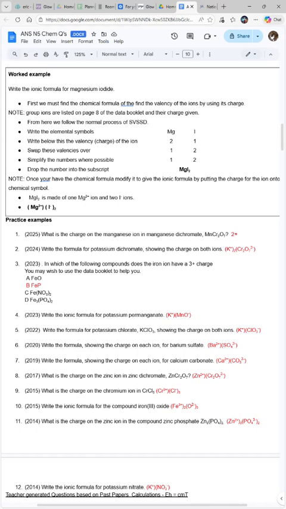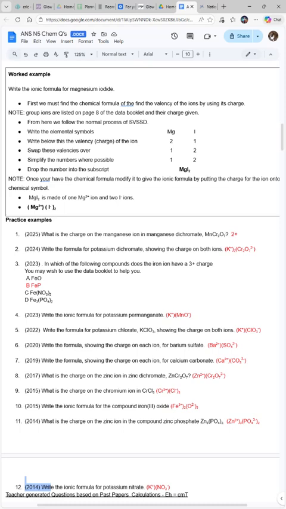It's just practice. When it says ionic formulae, which is what most of these are about, that's what we do. Obviously, occasionally they ask what's the charge on the ion in the compound, but for the most part, it is this kind of write the formula stuff.